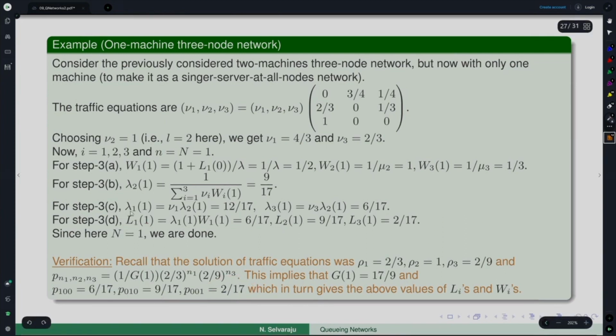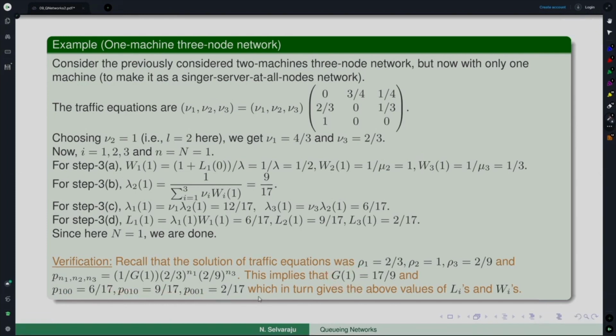Now, once I have lambda 1, lambda 2, lambda 3, which I have already computed, I can use Little's law again to get W, which is L by lambda. So, I can get these W's, which are 1 by 2, 1 and 1 by 3, from this joint distribution. From the joint distribution I can obtain these L's. It is simple here, but in a more complex situation obtaining this is not very easy because obtaining G is not easy.